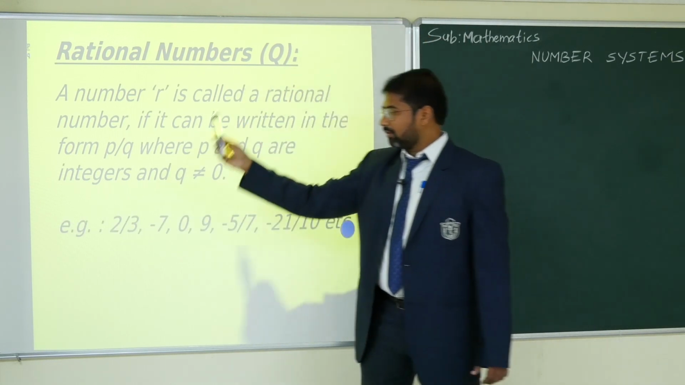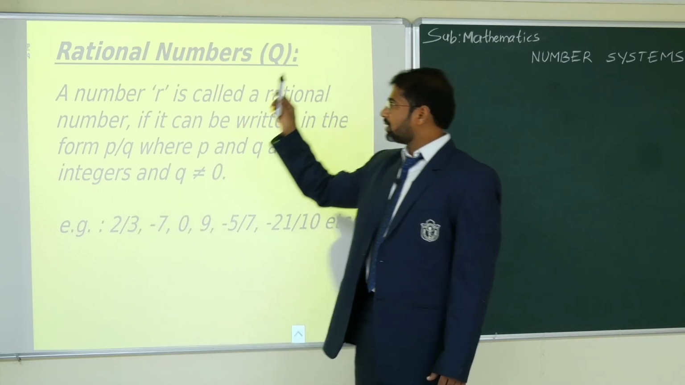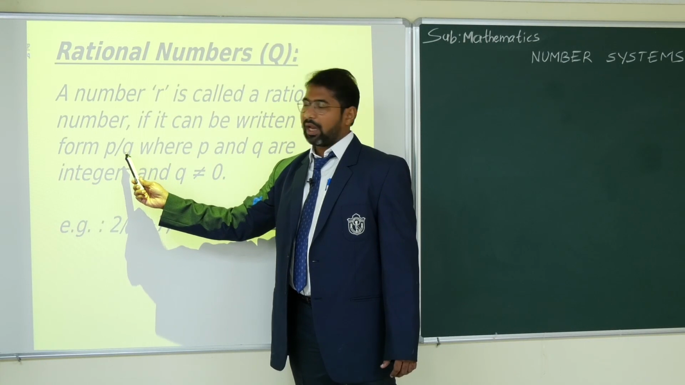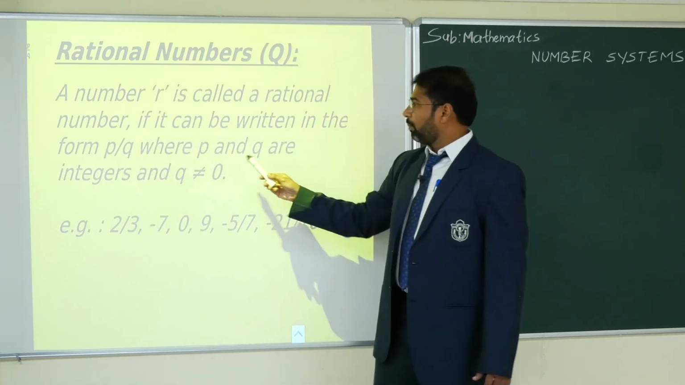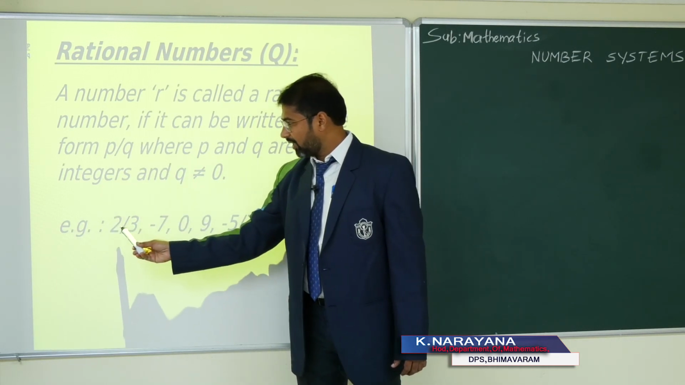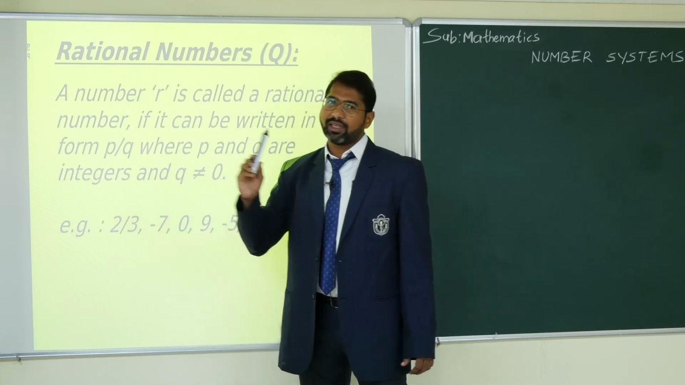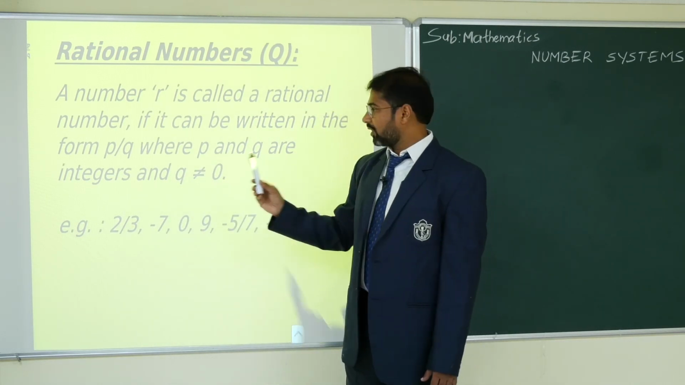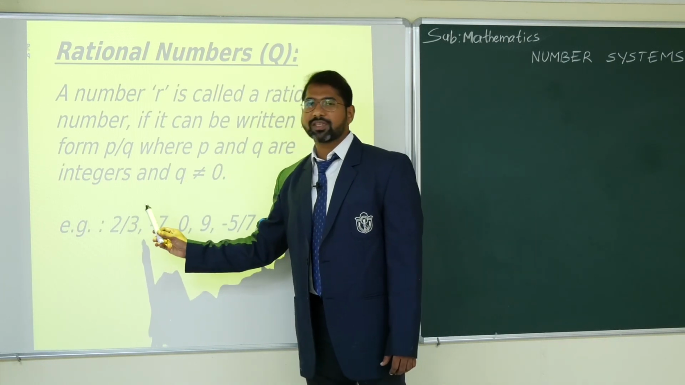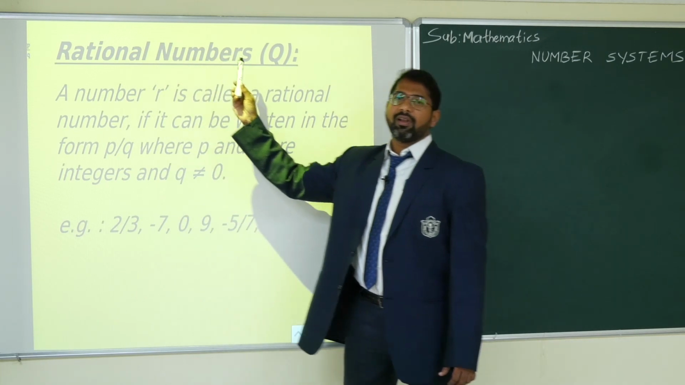You can see here, one example is 2 by 3. It is in the form P by Q. And what are P and Q? P and Q are integers. Let's see. Here P is 2 and Q is 3, which are integers. Next, Q should not be equal to 0. Here Q is 3, which is not equal to 0. Therefore, it is a rational number.